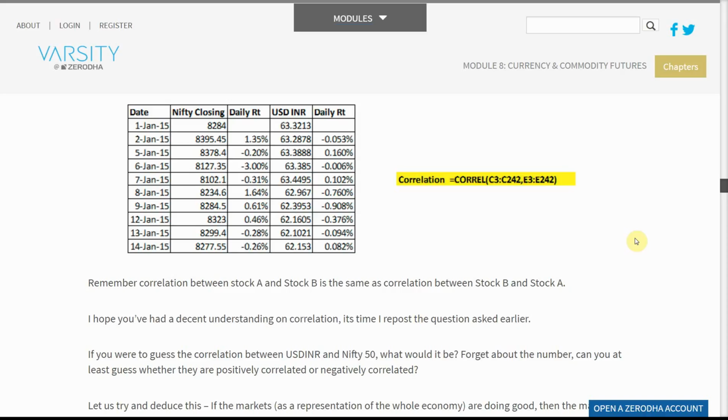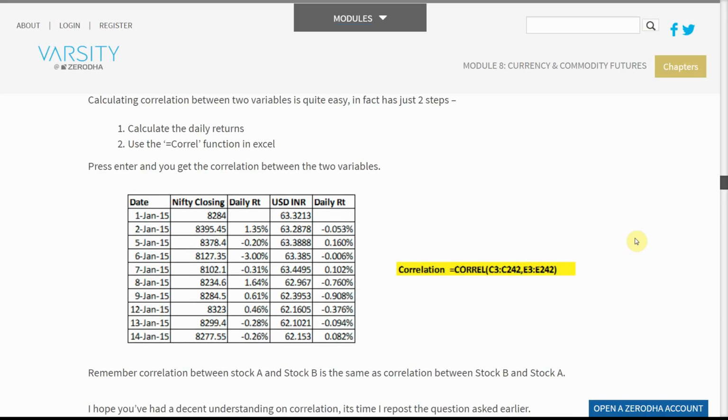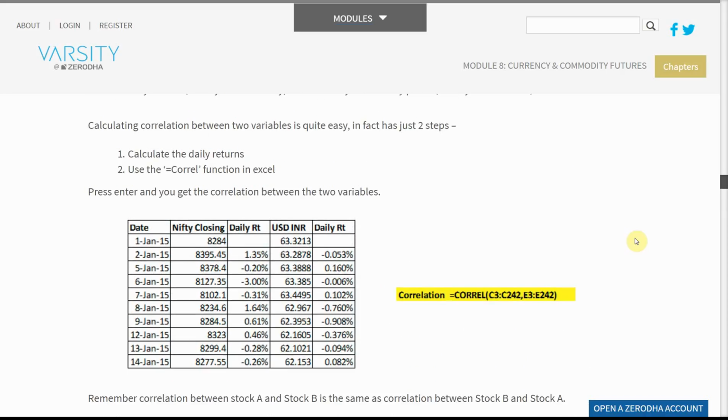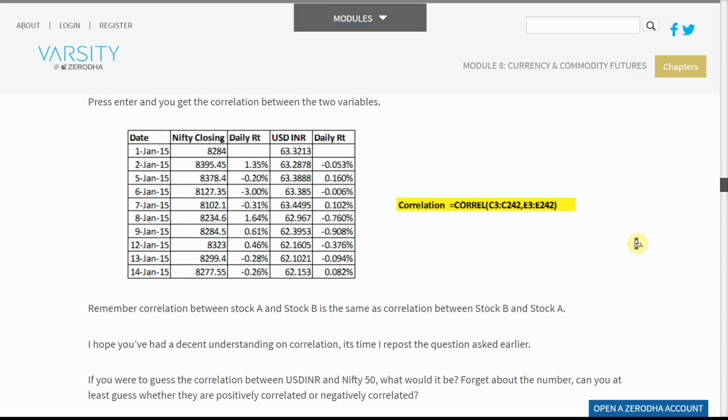If the markets, as a representation of the whole economy, are doing good, then the markets tend to attract investments from overseas. This means dollars are coming into the country. The dollars get sold to get converted to rupees. Essentially, this translates to dollars being sold for rupees. Naturally, the rupee strengthens. This means the USD-INR goes down while the Nifty 50 increases.